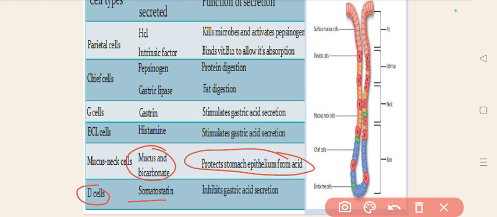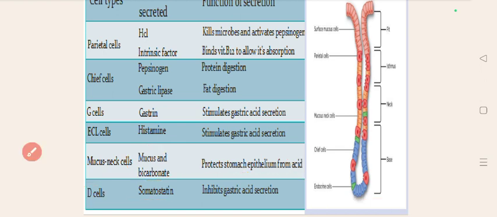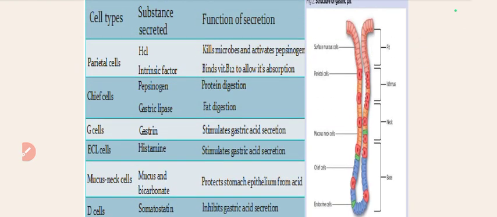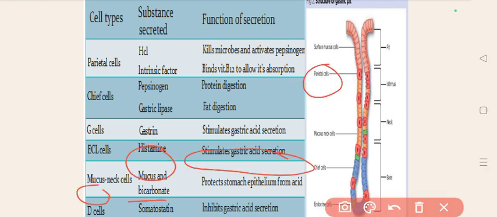So these are the various different types of cells like parietal cell, chief cell, G cells, enterochromaffin cells, ECL cells, mucous neck cells or D cells. Now we have seen what are the various things they secrete and what are the various functions of these cells. In this diagram you will also see the various types of cells, like this is the parietal cell, this is the mucous neck cell, this is the chief cell.